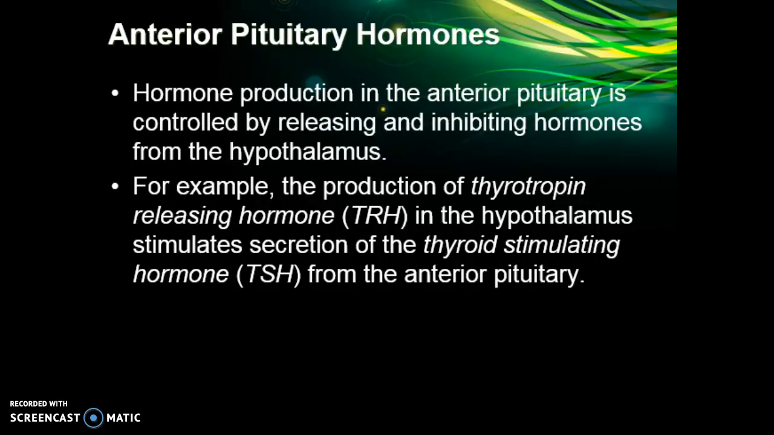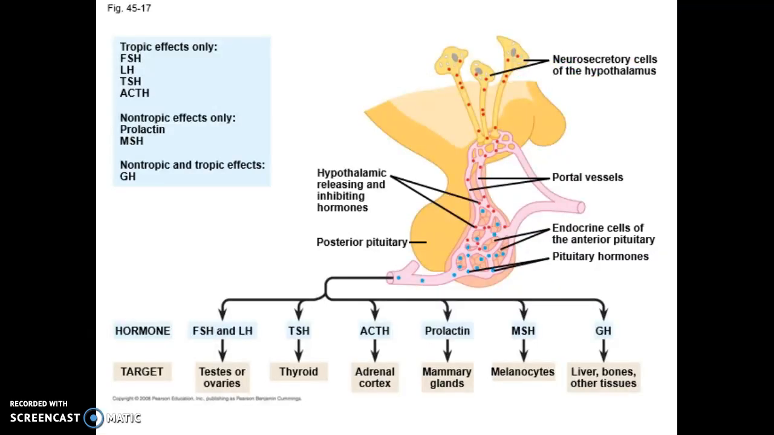The anterior pituitary is going to be controlled by releasing and inhibiting hormones from the hypothalamus. So, the best way to understand this is to talk from the examples. We've got TRH and TSH that are secreted from the anterior pituitary.